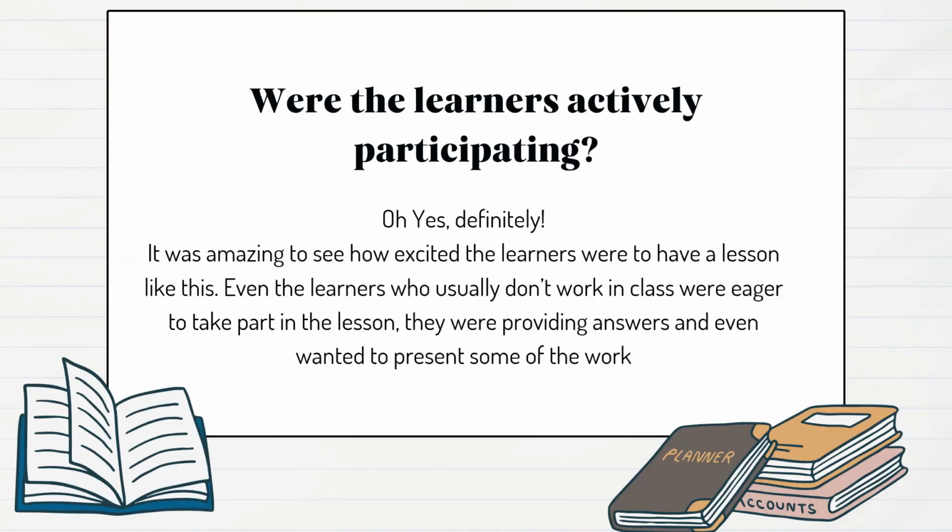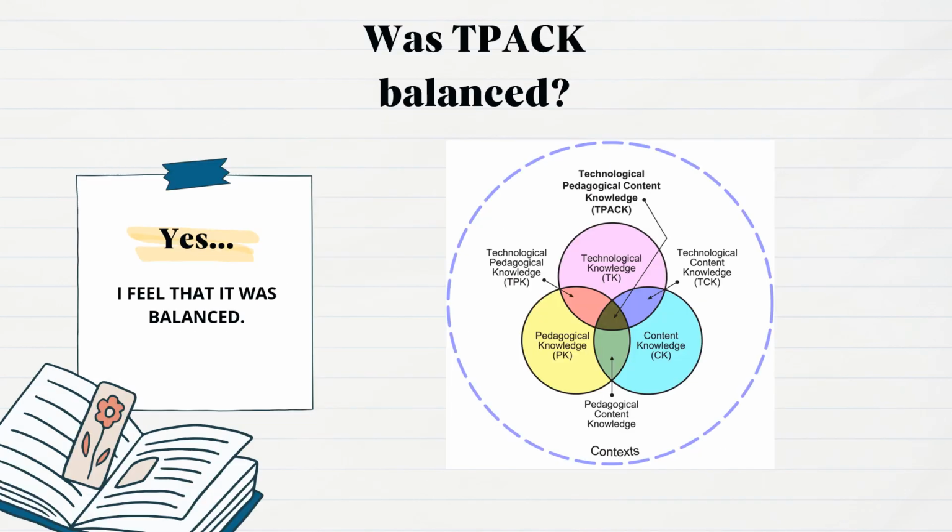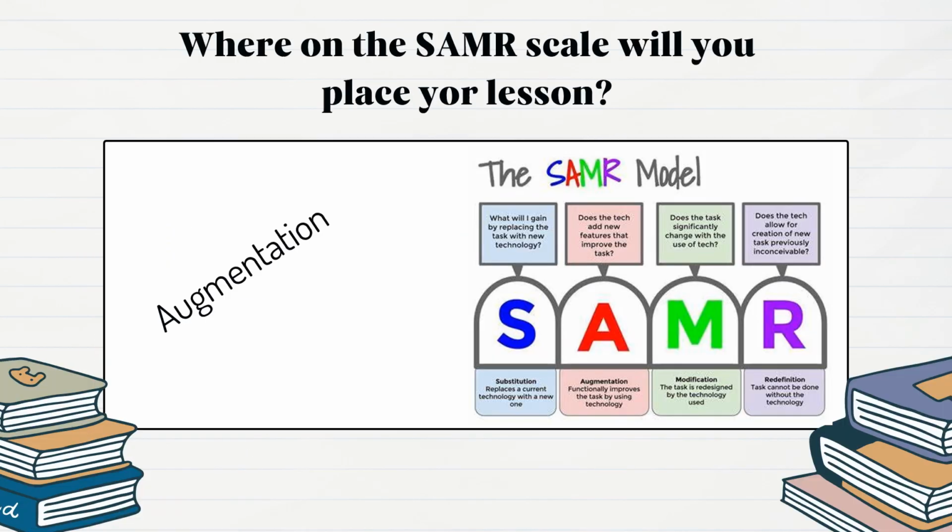Were the learners actively participating? Oh yes, definitely. It was amazing to see how excited the learners were to have a lesson like this. Even the learners who usually don't work in class were eager to take part in the lesson. They were providing answers and even wanted to present some of the work. Was it balanced? Yes, I feel it was balanced. We had the correct amount of each in the lesson.